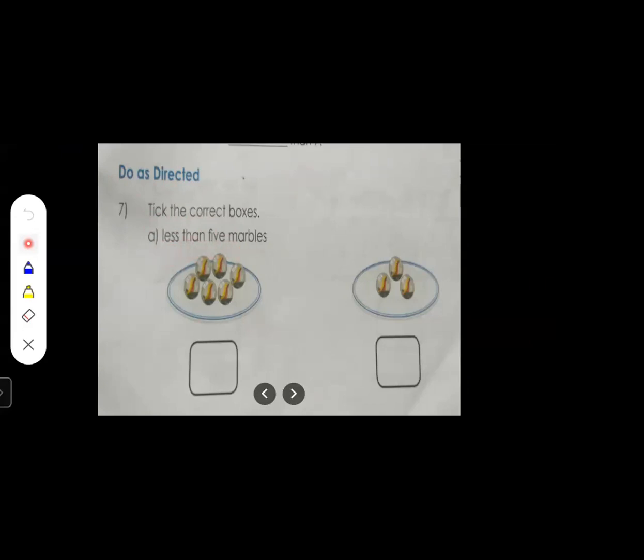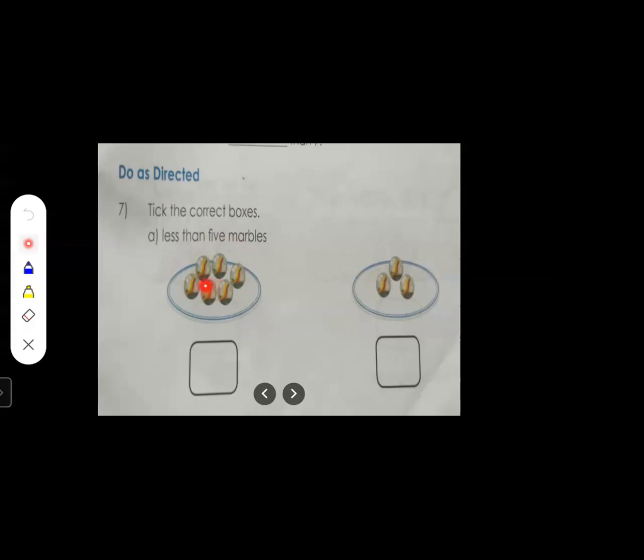Less than 5 marbles. We have to tick the box where there are less than 5 marbles. So here you can see 2 plates, and in both the plates marbles are given. In which place are there fewer marbles, students? Less than 5. So let's count here: 1, 2, 3, 4, 5, 6. In the first plate there are 6 marbles. And over here, 1, 2, 3, there are 3 marbles.